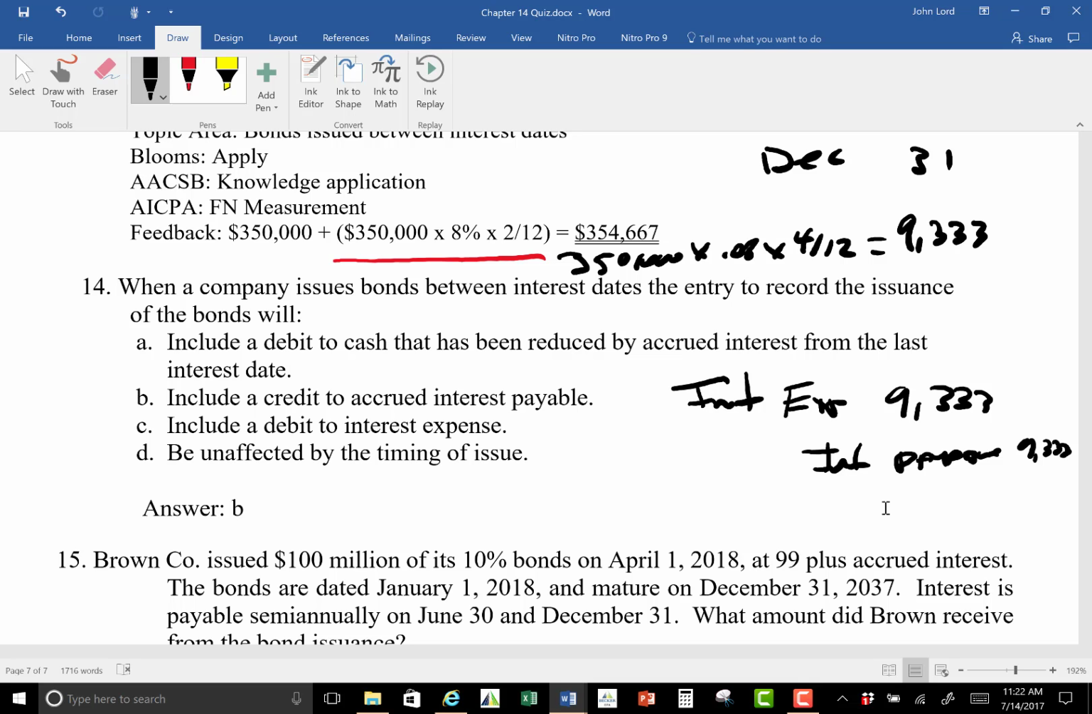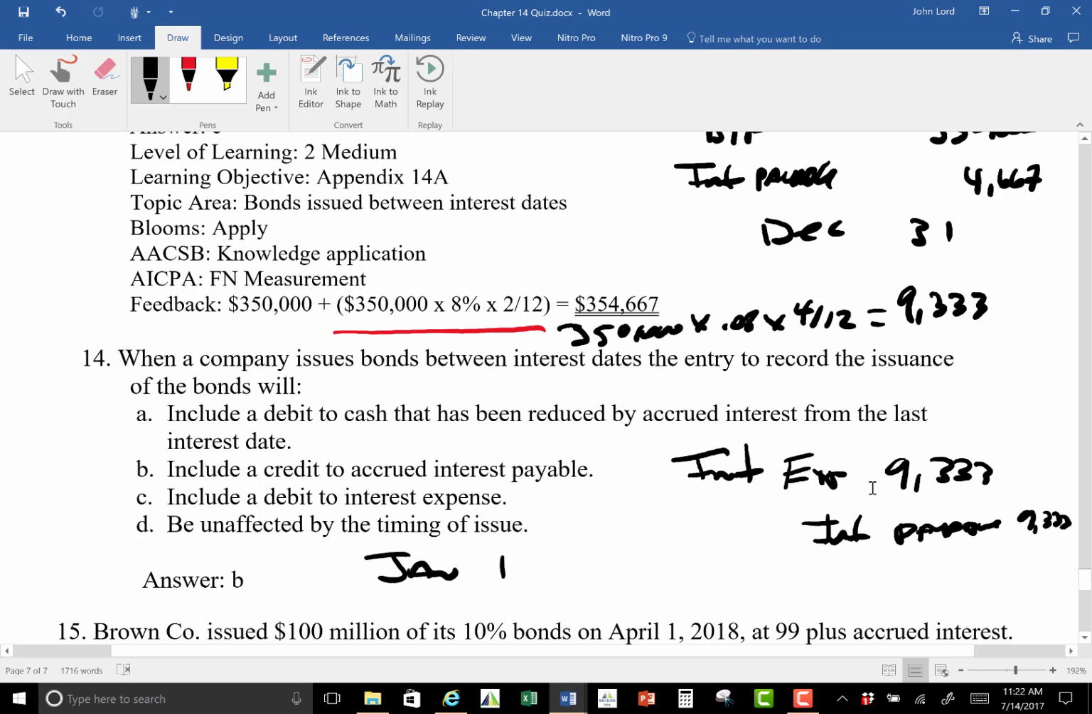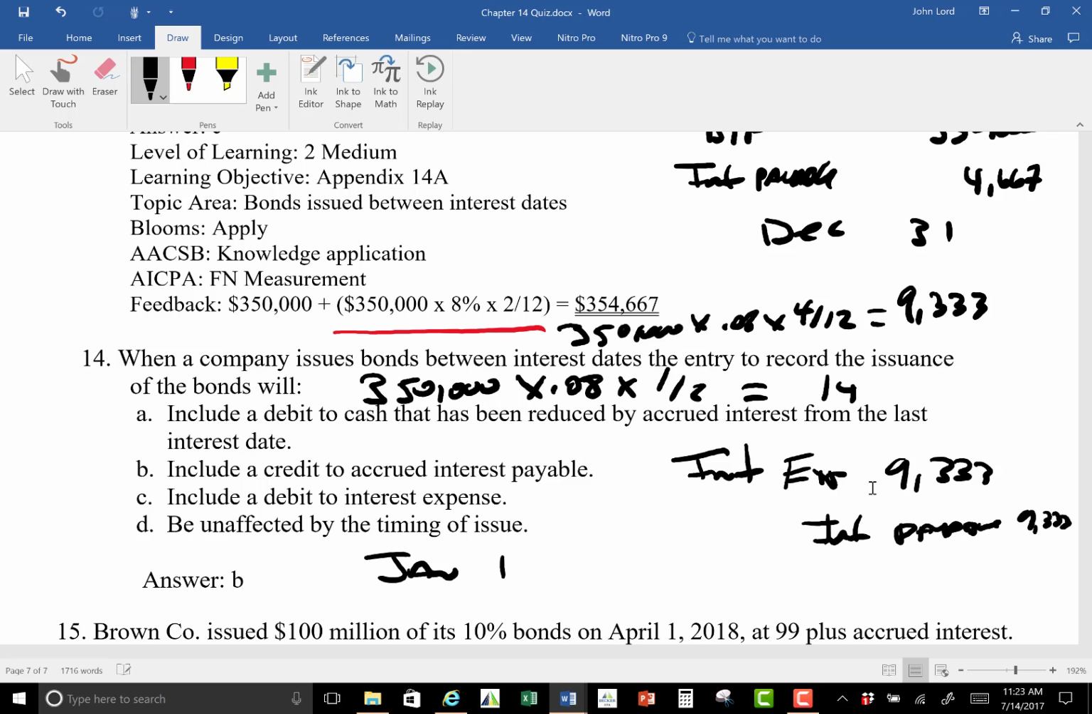Then we make that interest payment on January 1st of the next year, don't we? And right now our interest payable is what? The 9,333 plus the 4,667. How much is that? 14,000. Okay, good. And the 14,000 would have come out by saying 350,000 times 0.08 times 1/2, which gives me 14,000, right? That's a full 6 months worth of interest. So I'm going to simply debit the interest payable for the 14,000, and credit the cash for the 14,000, right?